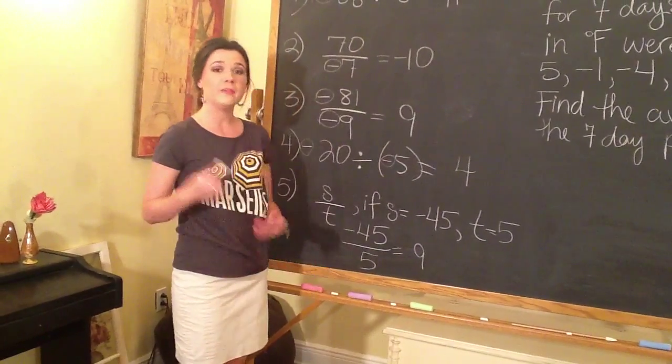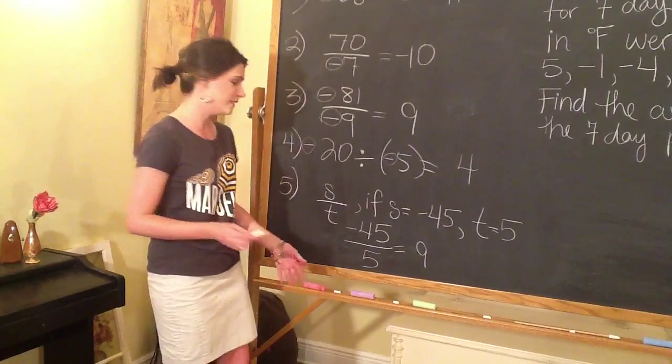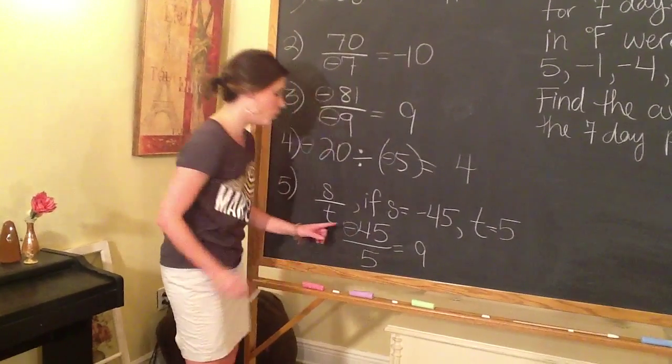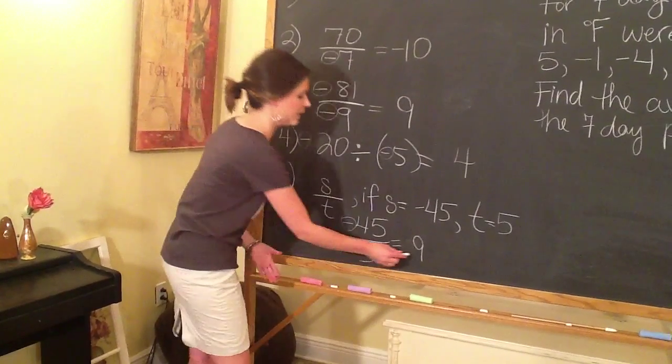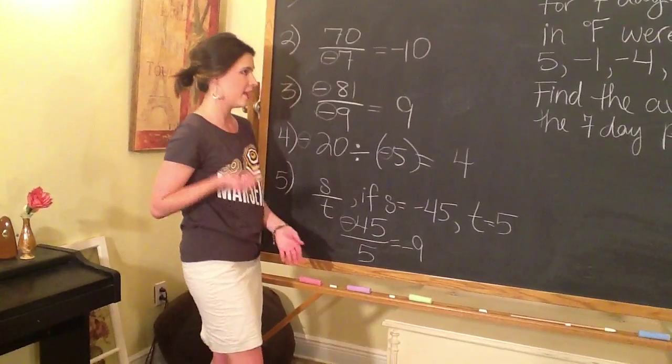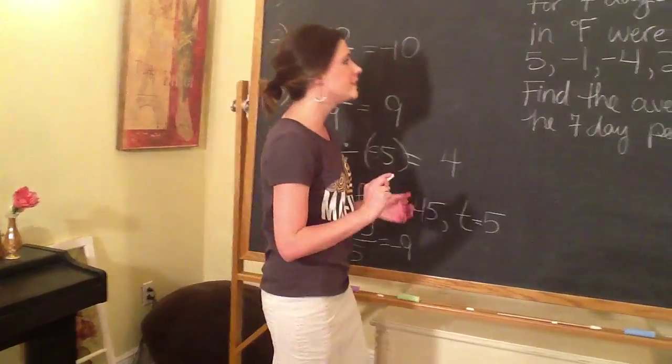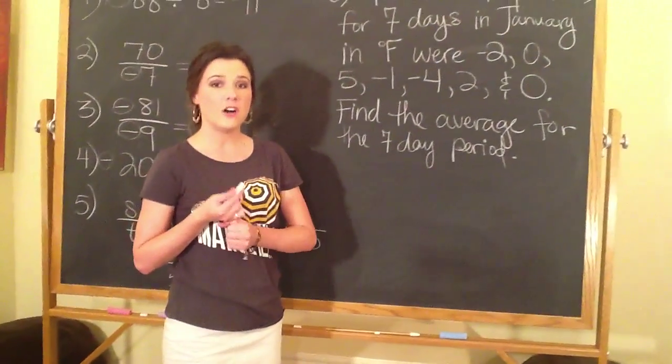And is our 9 going to be positive or negative? Let's count our signs. We have one negative sign, and since 1 is an odd number, our answer is going to be negative.